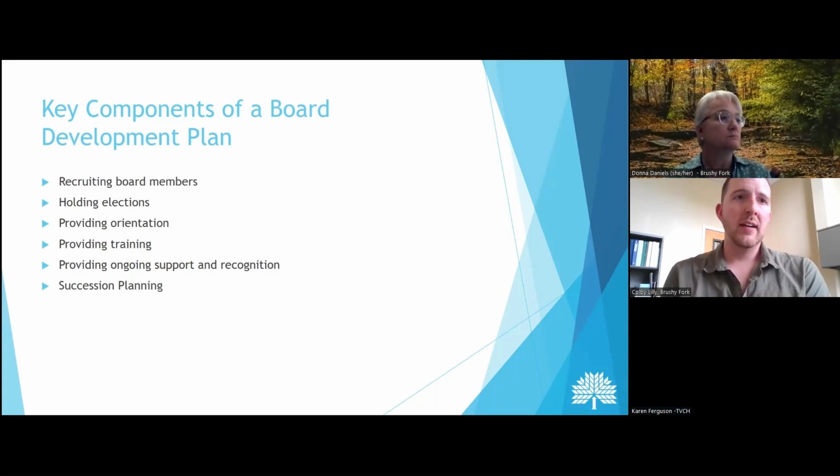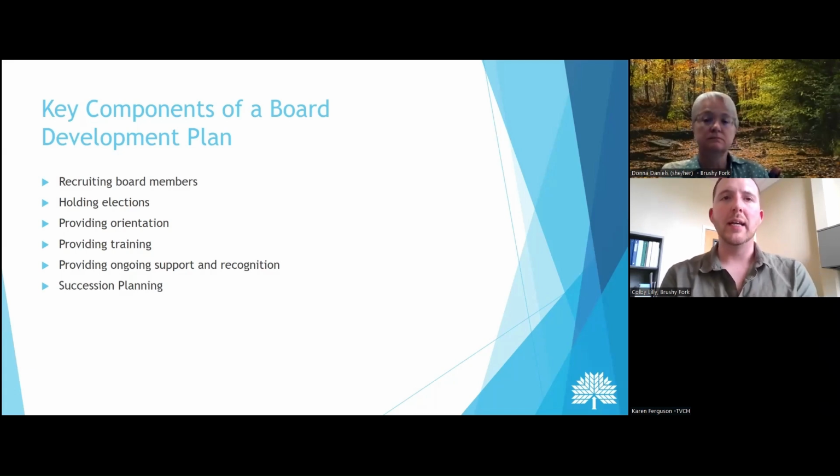Next is to provide training. Here are the main types of training and topics they should cover. First is finance, so that includes things like budgeting, financial management, and understanding financial reports, strategic planning, implementing a strategic plan, setting goals, and measuring progress. Next is legal and regulatory compliance, so laws and regulations that impact the organization. And lastly, fundraising and development, which includes donor cultivation, grant writing, and planned giving.